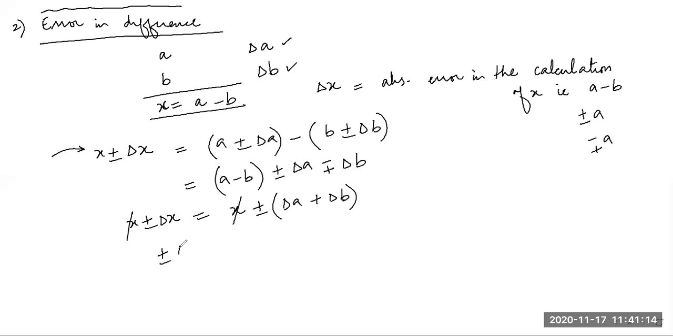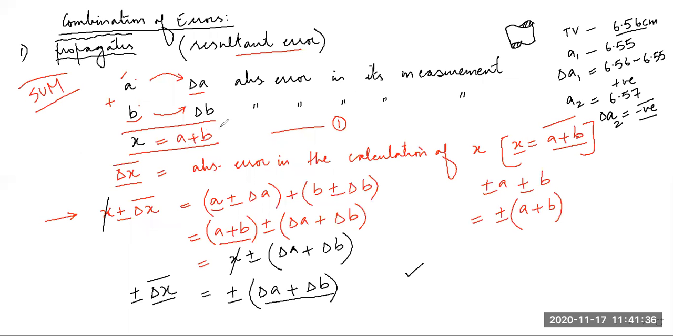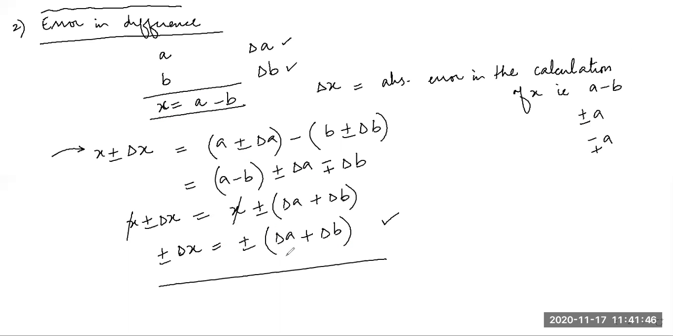So I can say the resulting error when we subtract two quantities is also the addition of their individual absolute errors. Very right. This is also done. Okay. So that means whether we add two quantities or we subtract, the resulting error is the addition of the individual absolute errors, the result is the same. Let's go to the third one.